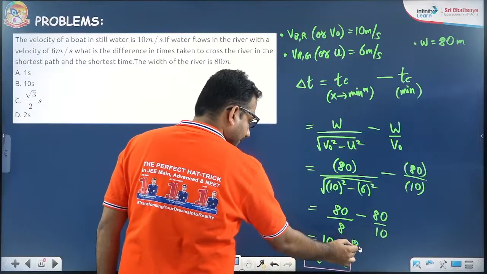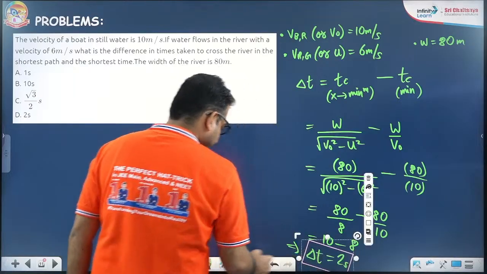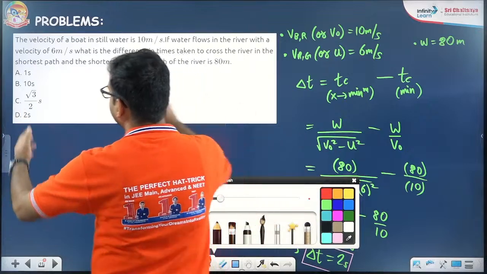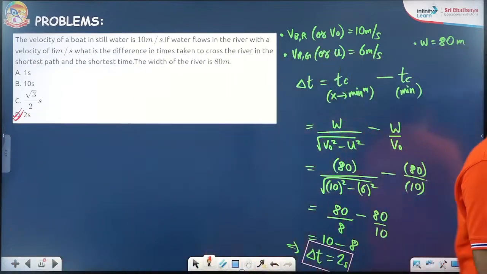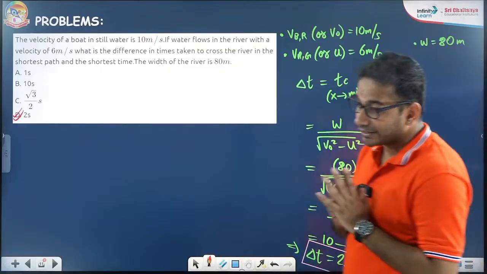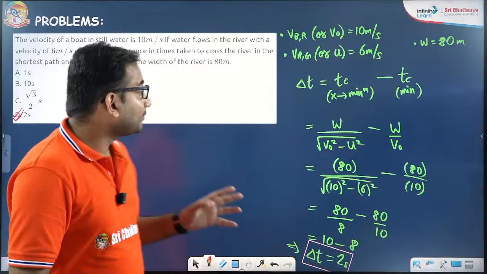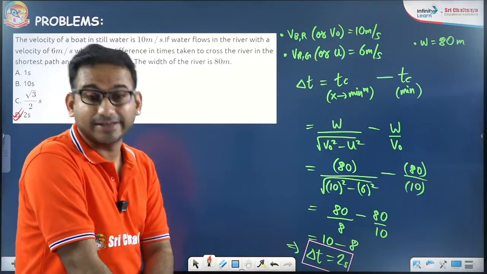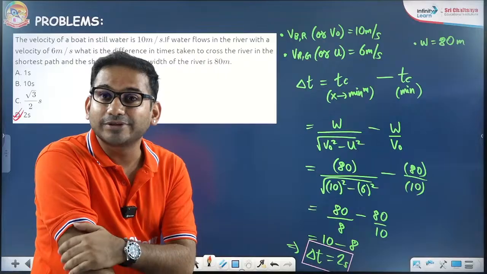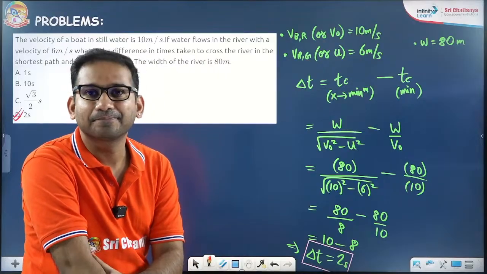That's what you got. Is that all right? And hence the correct option over here is option D. Okay. So a simple problem, but a very nice problem because it involves both the special cases, all the formula to be memorized. If you don't remember those formula, that's going to take a lot of time.